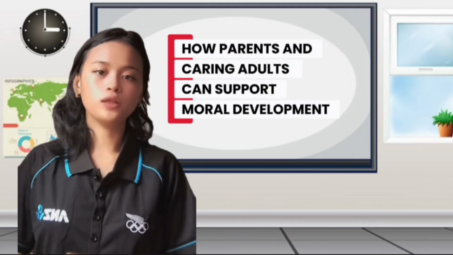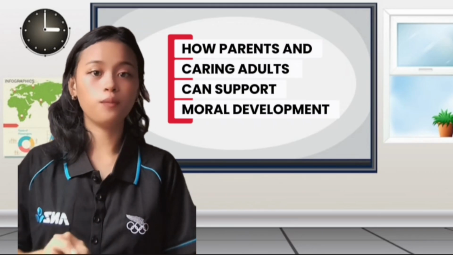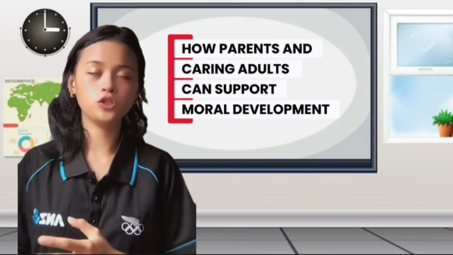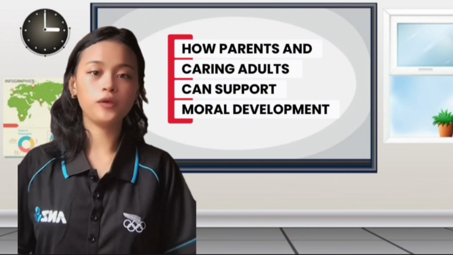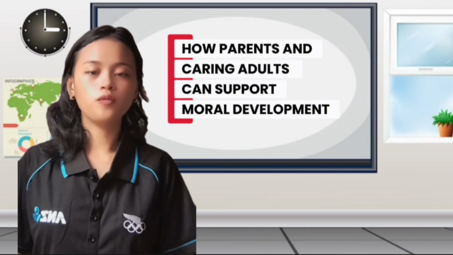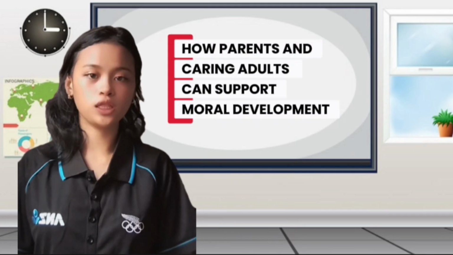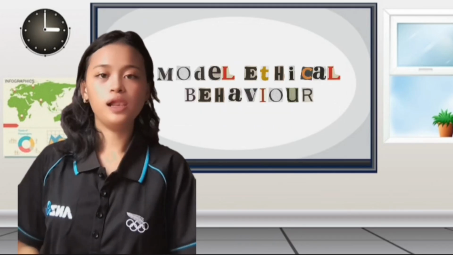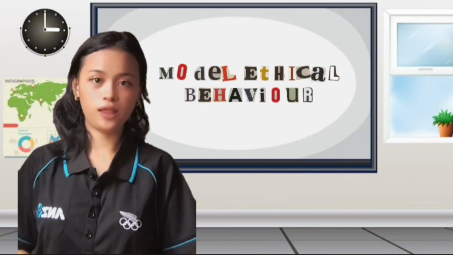Now we're talking about the guiding principles from the Office of Population Affairs, or OPA. The Office of Population Affairs provides a framework for how adults can effectively support young people. Let's break down each key element.